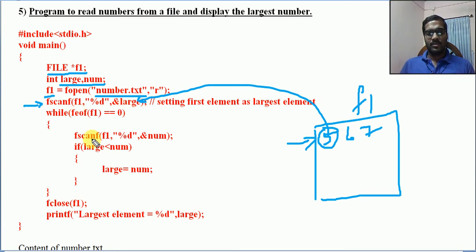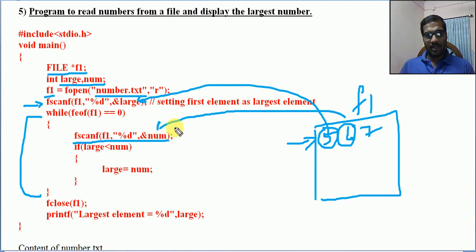Next time when I do fscanf, it will read the next number. Just like in our normal logic, the first number will be assigned as large, then we compare with the next one. If that is larger, large will be replaced. The same logic we are applying here. Then while feof(F1) is equal to 0, that means it has not reached the end of file, we read the next number. Again I am reading fscanf(F1, "%d", &num). That means the next number will be taken and assigned to the variable num. 6 is assigned to num.